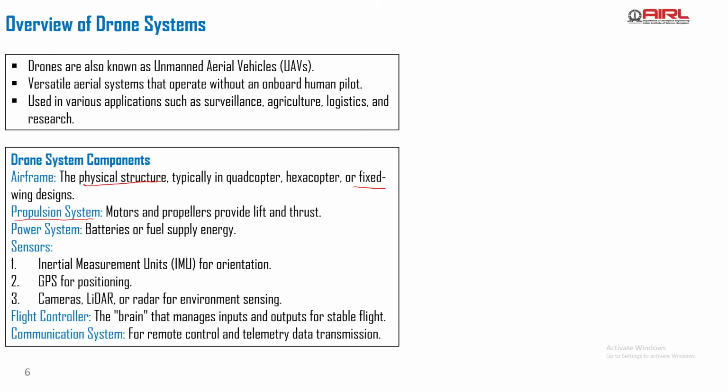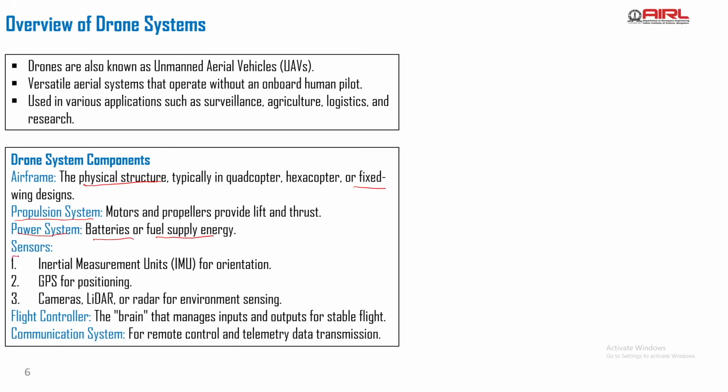And then you have a power system, right? The power needs to be provided for this propulsion system to operate. It could be coming from either a battery, or from a conventional fuel supply system, right? It could be just an engine-powered system where you can use conventional kerosene or even petrol or gasoline for the engine to operate, and then that will provide power to your propulsion system.